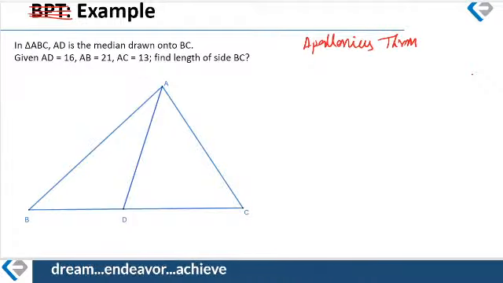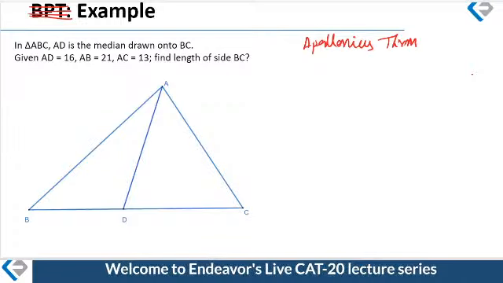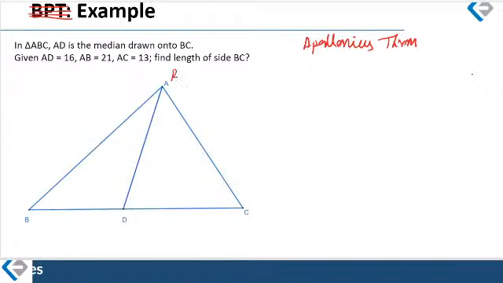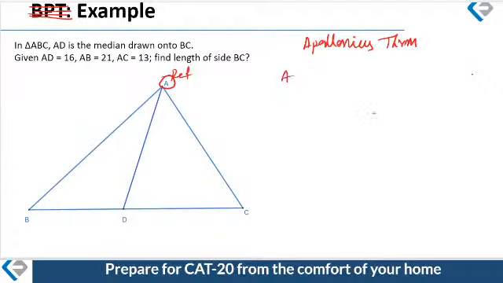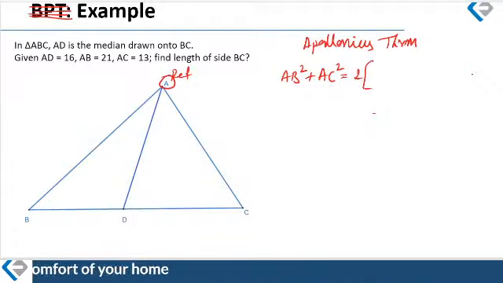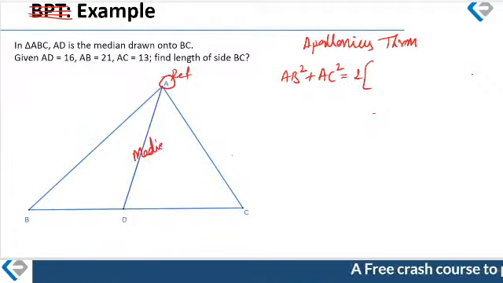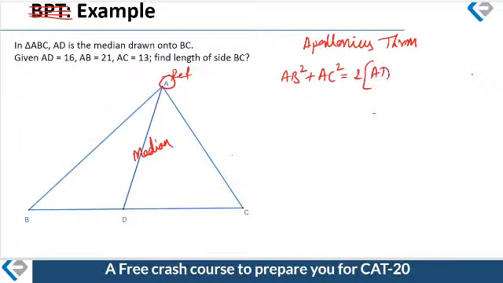Apollonius theorem. I told you about it while I was talking about the centroid and medians. I said two things about this particular theorem. If I take A as my reference point, all measurements from A, then AB square plus AC square is nothing but 2 times the square of the median, that is AD square, plus the third side, BC divided by 2, whole square.